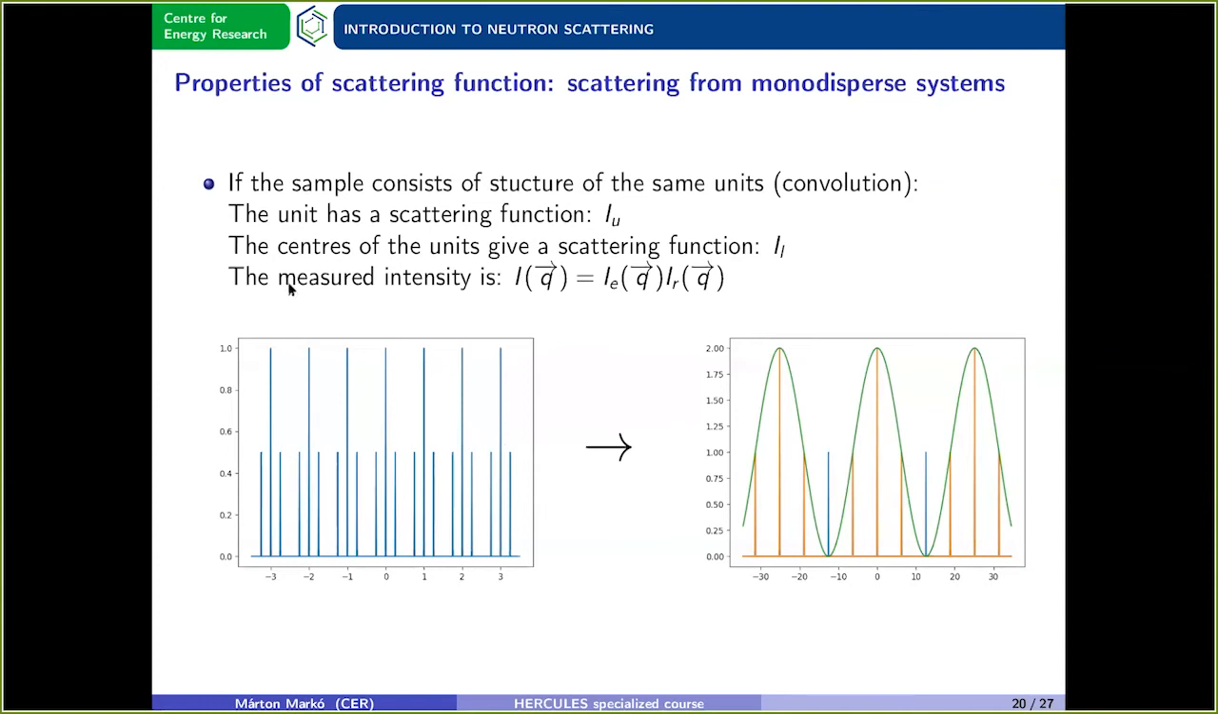But this one element, which I call the unit cell, has a scattering function of this green curve, and the original lattice will be multiplied with this green curve. That means that the intensity of the Bragg peaks will be changed by the unit cell itself. So we will have smaller and larger intensities. We can also have forbidden reflections, which means that there should be a Bragg peak, but we don't see anything.